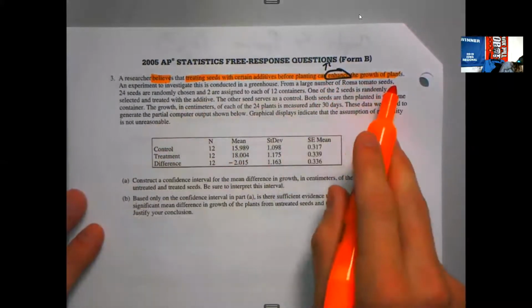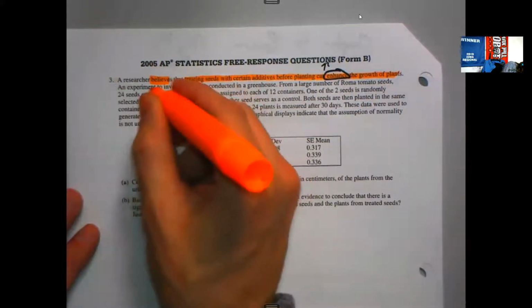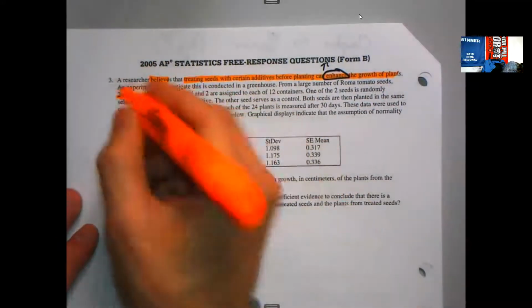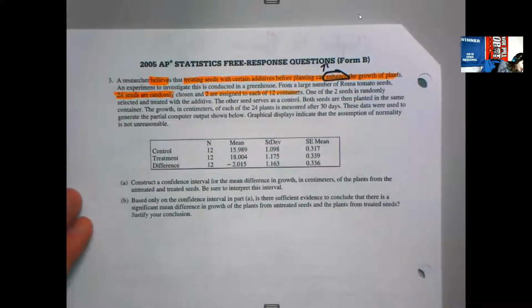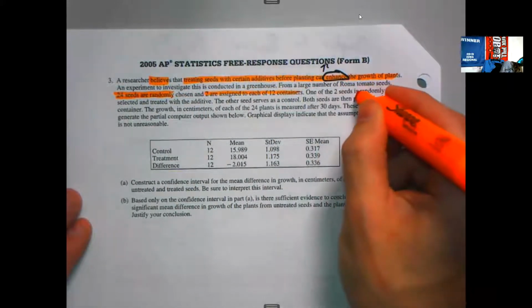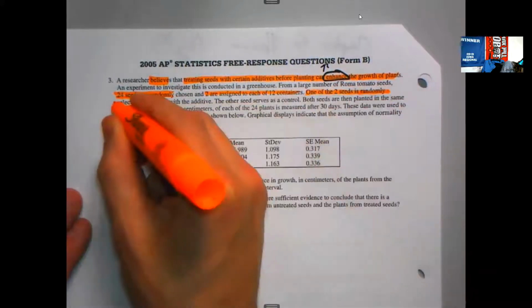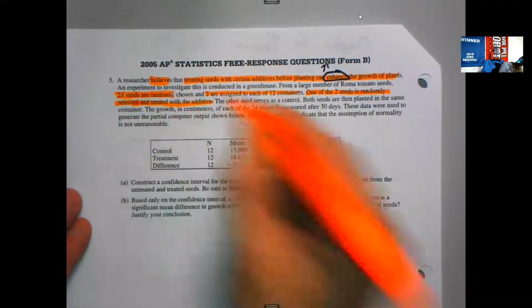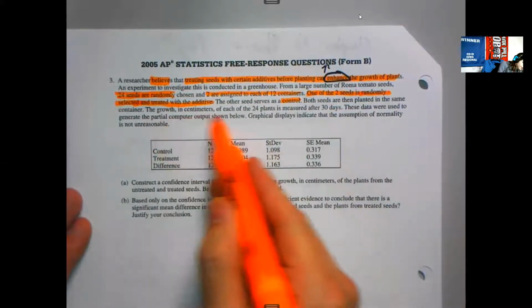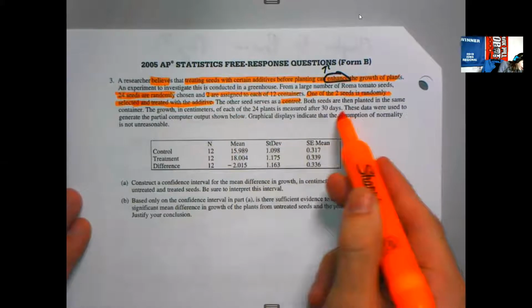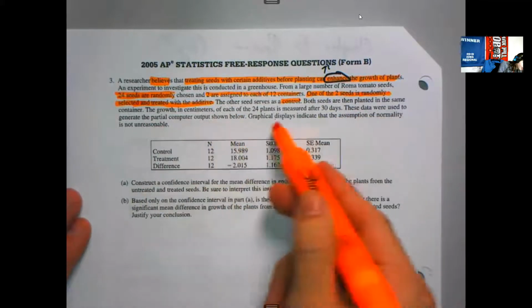We get some Roma tomato seeds. 24 seeds are randomly chosen, and 2 are assigned to each of 12 containers. One of the 2 seeds is randomly selected and treated with the additive. Great. The other seed serves as a control. Same container, 24 plants measured after 30 days. Data were used to, okay, output below.